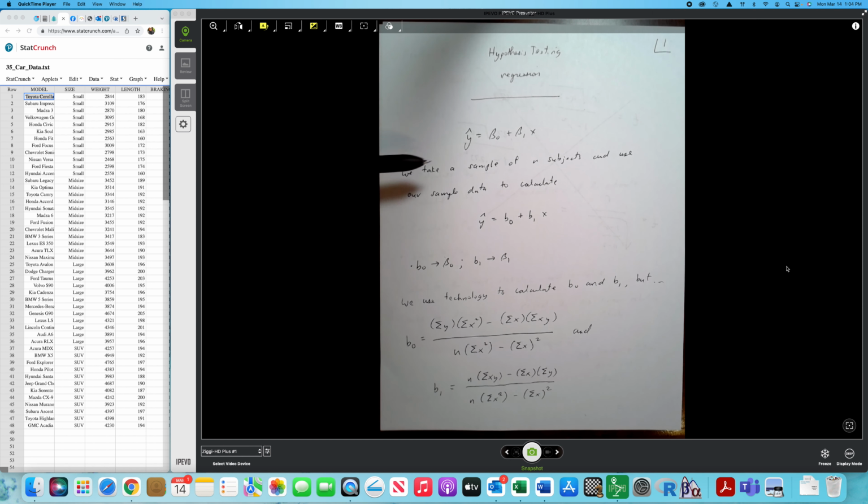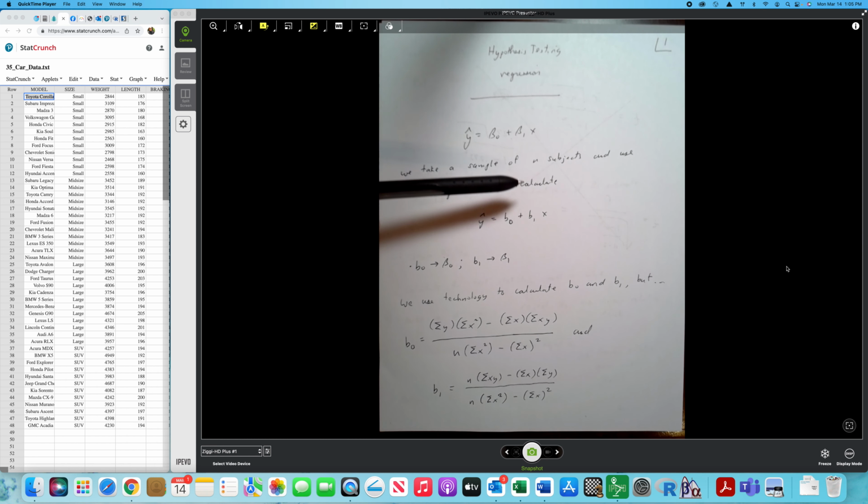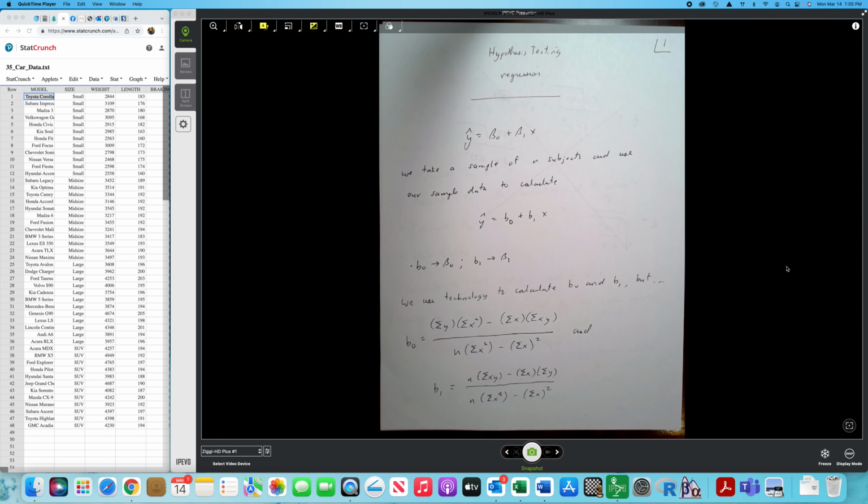We take a sample of n subjects, and we use our sample data to calculate our sample model. So we'll have a sample intercept and a sample slope. The sample intercept can be used to estimate the population intercept. The sample slope can be used to estimate the population slope, as I've stated right here.